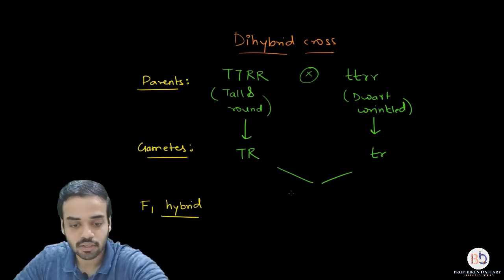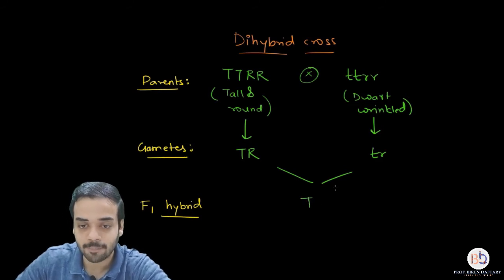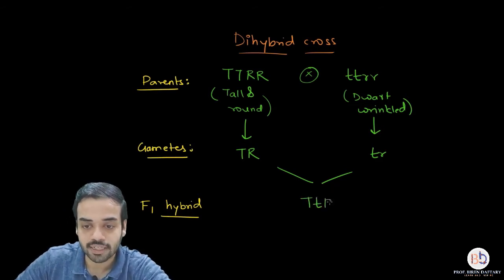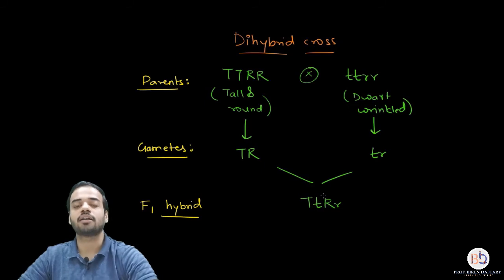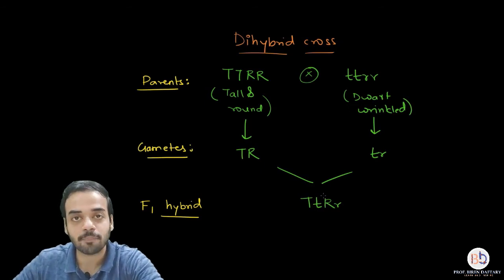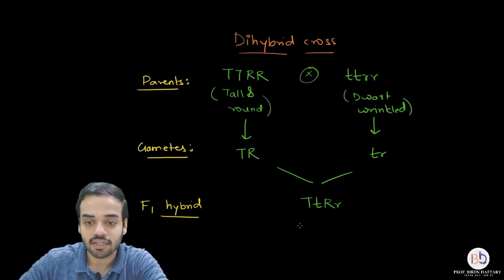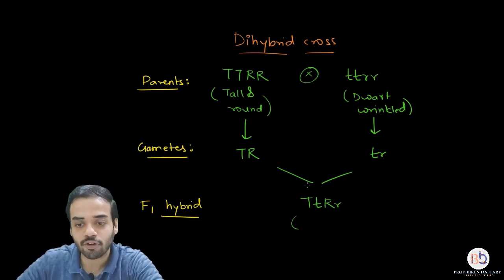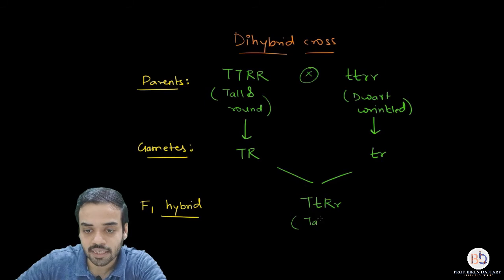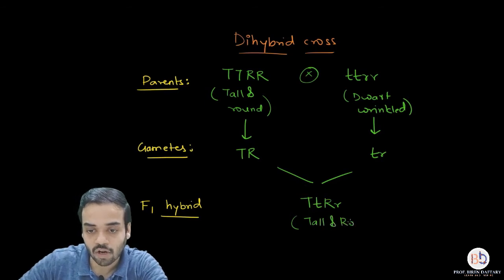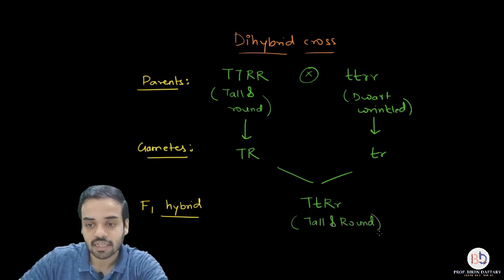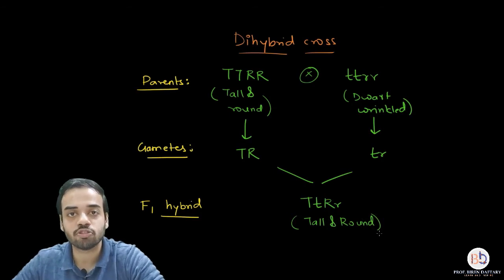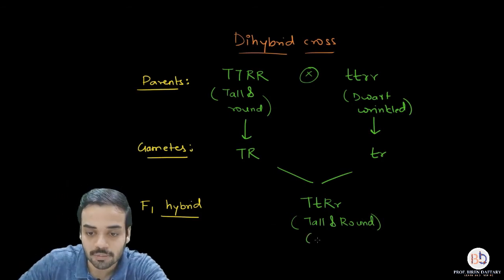So here the organism is going to be capital T, small t, capital R, small r. And what will be the phenotype of this F1 hybrid? The phenotype of this F1 hybrid, following Mendel's law of dominance, is going to be tall and round. However, please remember, it is not a homozygous individual, it is a heterozygous or a hybrid individual.